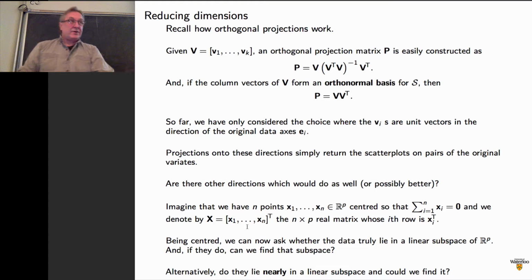So since it's centered, it's a cloud that's around the origin, and every linear subspace goes through the origin, right? So when I say, is it near any particular subspace? That is, are there directions where there's not much variation in the data? Or are there directions where there's a lot of variation in the data? So can we find something that's very nearly in a subspace? Can we find a subspace that the data are very near to? Okay, everybody got that in the notation?